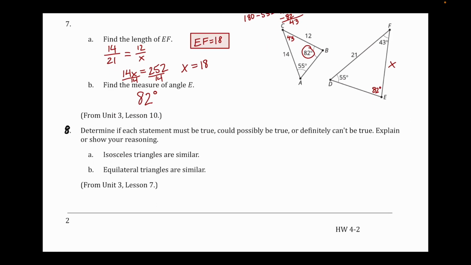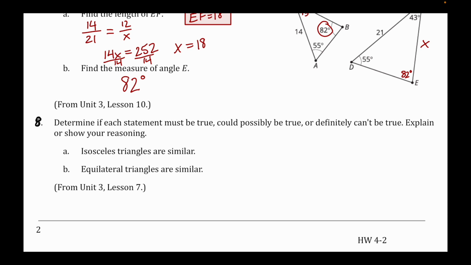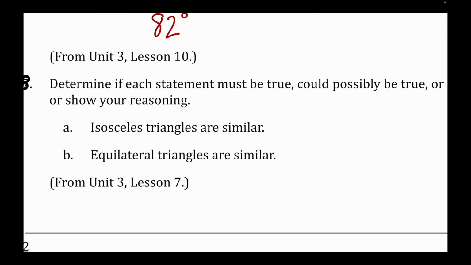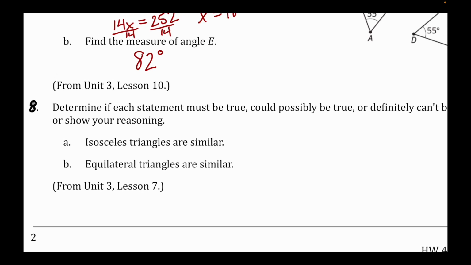That means we have one more question here. And this one is possibly true, definitely is, or definitely is not. So we always have three options. It has to be, it could be, or it will never be. So we're going to determine these two statements and which of those applies. Isosceles triangles are similar. Not all isosceles triangles are similar. So the real question is now, can they be similar? And the answer to that is yes.